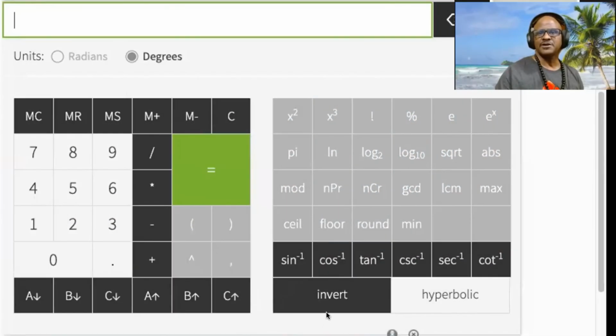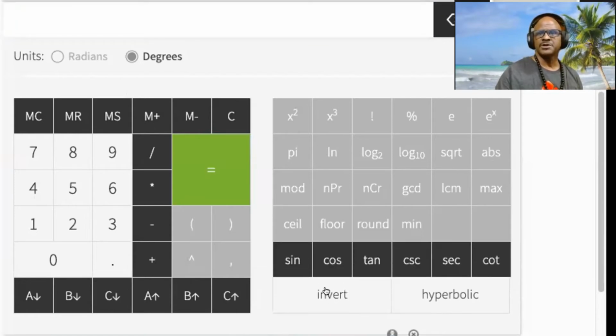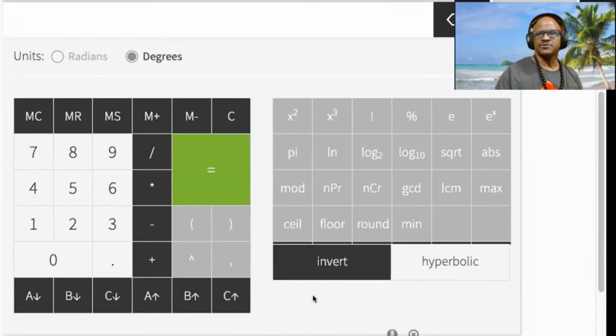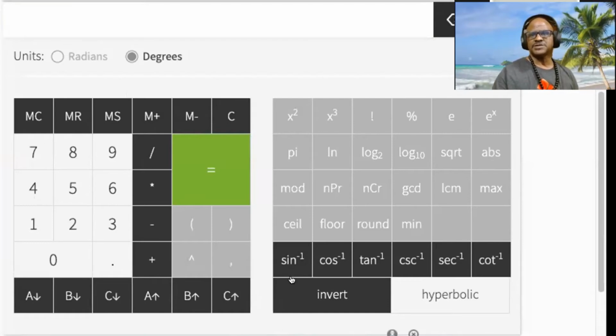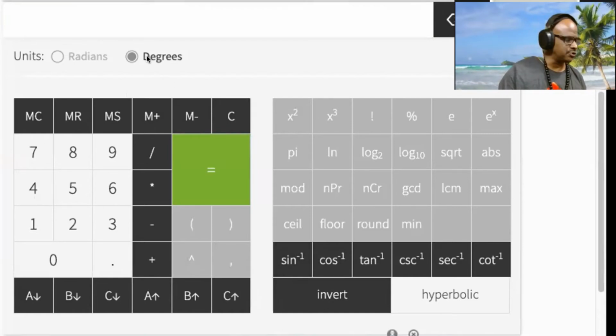Okay, we're right here in our calculator, and we're already in invert. Remember, you just push this little button here. It changes it from sine, cosine, or tangent to the inverse. And this is where we want it. We also want to make sure we're in degree mode.